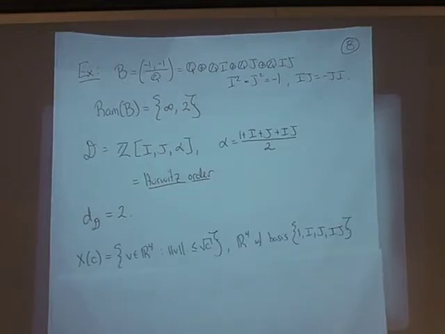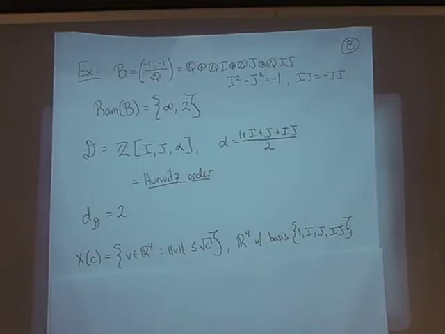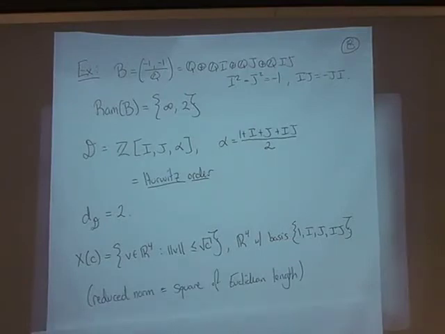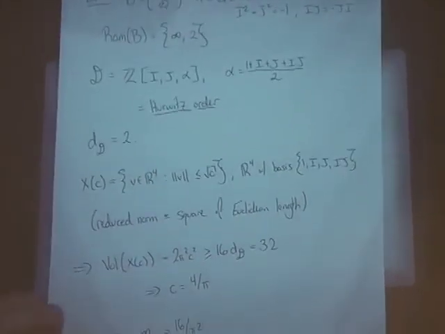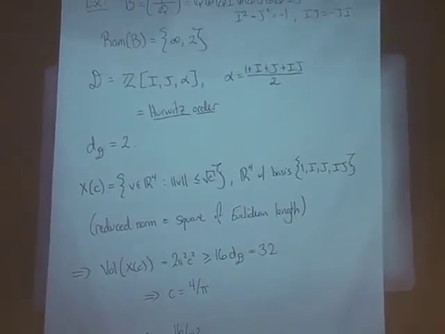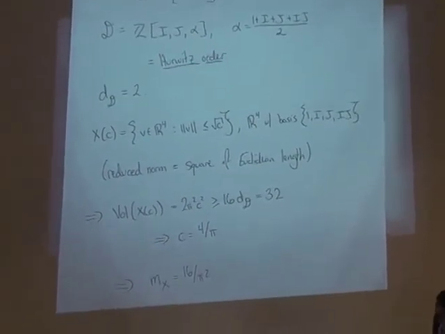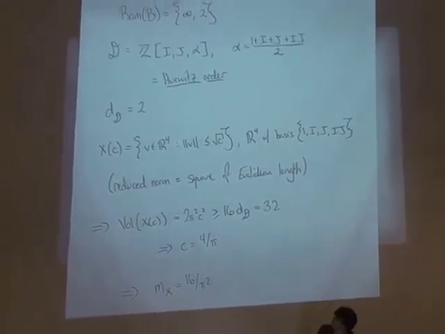So our set X sub C is going to be the things of, remember, it was the square norm that ended up being what we want to bound. So X sub C is the set of things with Euclidean length less than square root of C, because our reduced norm is the square root. And so there's the volume. You compute it, and there's C times 4 over pi. So we take C equal to 4 over pi, and we're good for Minkowski. And you compute the M sub X, and it's just the square of that.